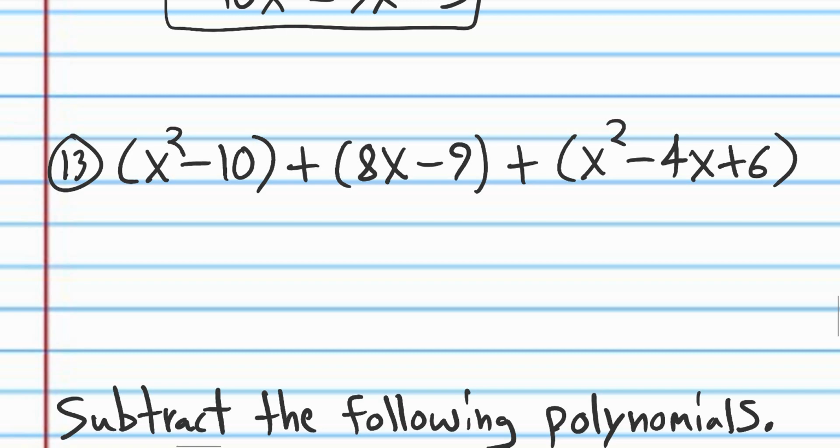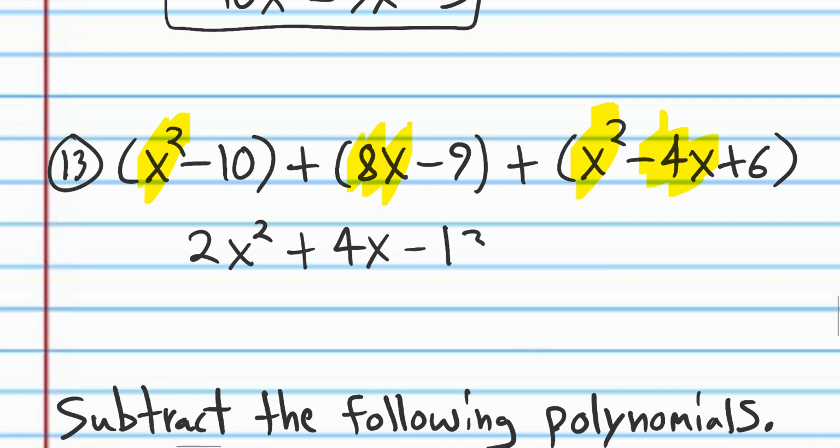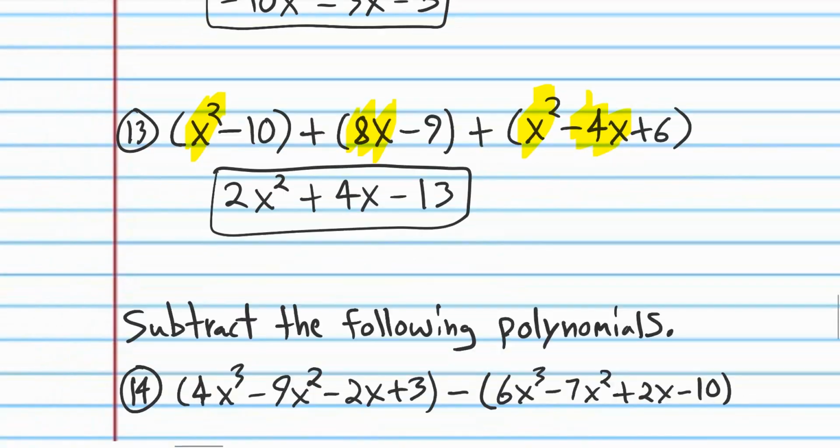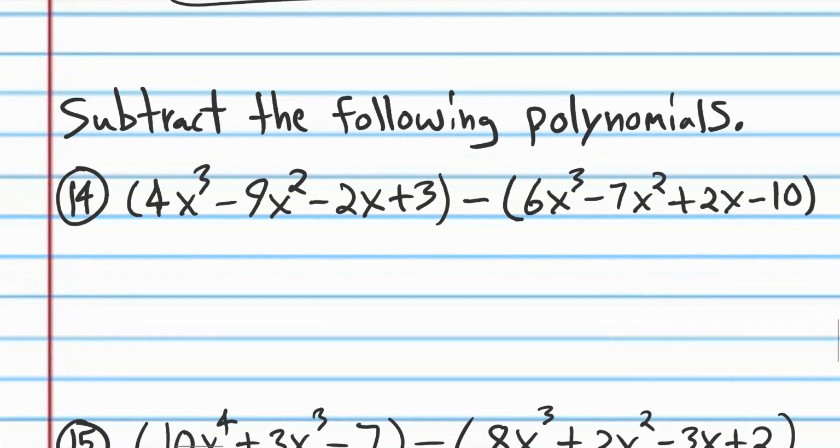All right, we're back. So the highest power is x squared, so x squared plus x squared is 2x squared. And we have 8x plus negative 4x is 4x. Negative 10 plus negative 9 is negative 19. Negative 19 plus 6 is negative 13. So if you got that answer, good job. Let me just double check that. Everything looks correct. So now we're going on to subtracting polynomials.